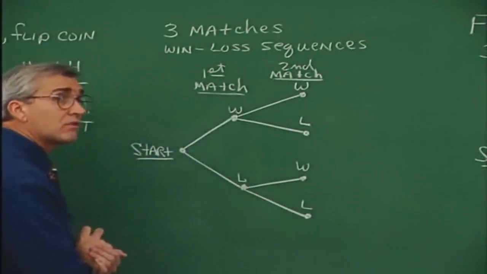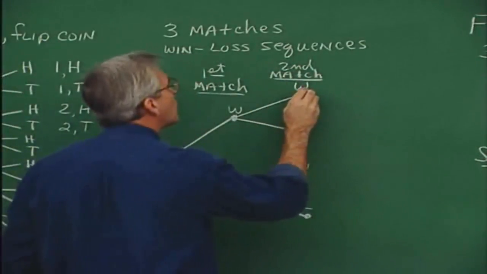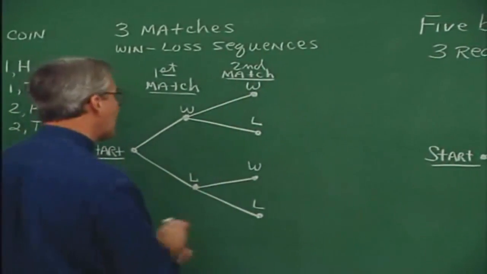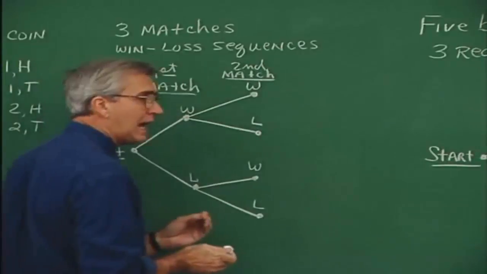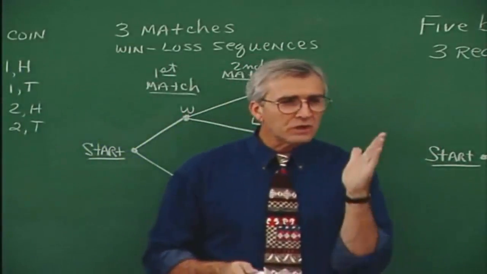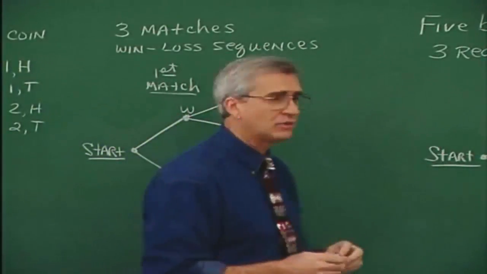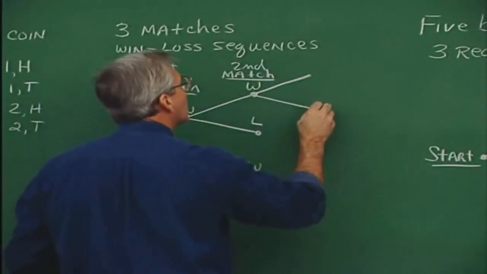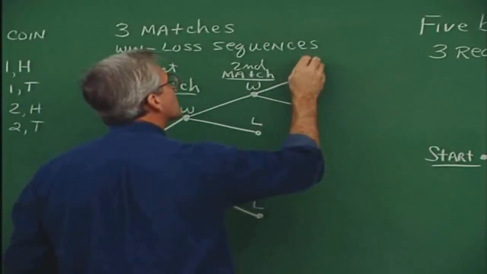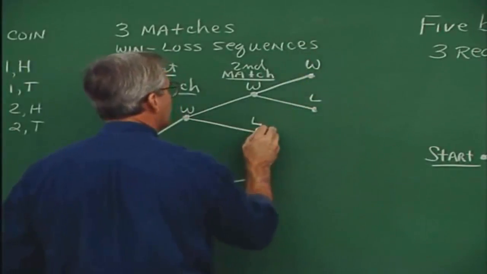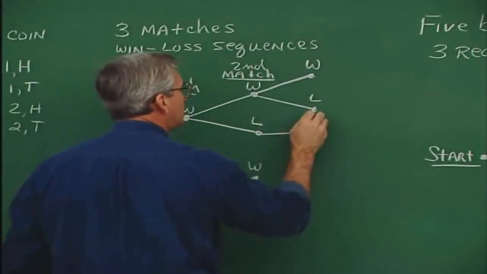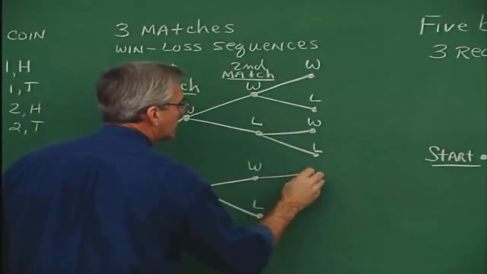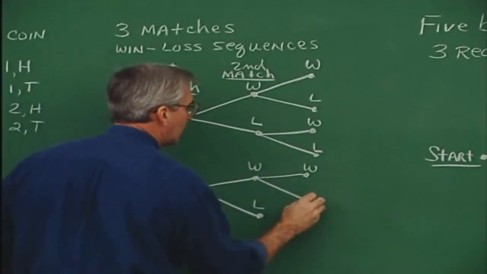Now, what about the third match? Well, after we have played 2 matches, whether we have won or lost, we have the opportunity to either win or lose the third match. So from each of these points, we go out and we offer those choices. Win, loss. Win, loss. Win, loss.